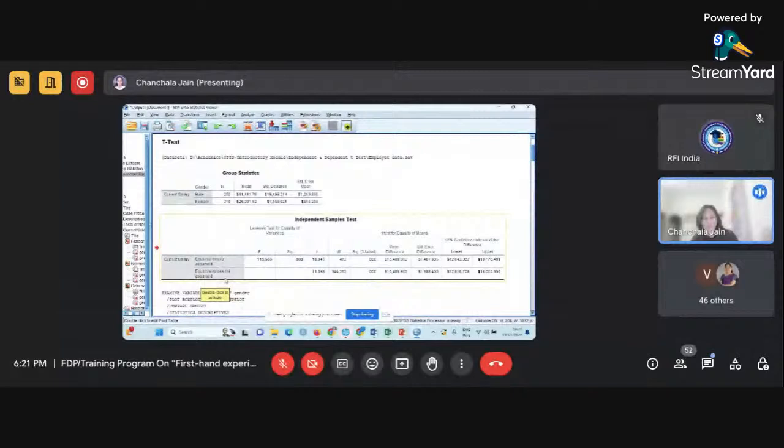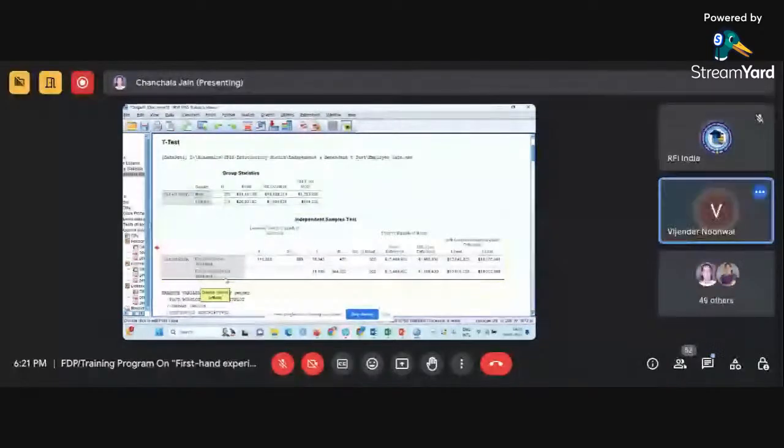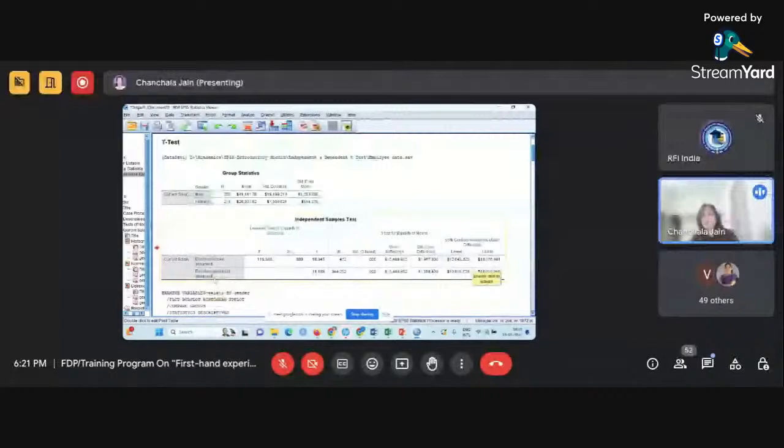Is it clear now, sir? Yes, ma'am. So you do not need to pay attention to the first row figures now. We will only see the figures of the second row. Sorry, again, the equal variances not assumed row.